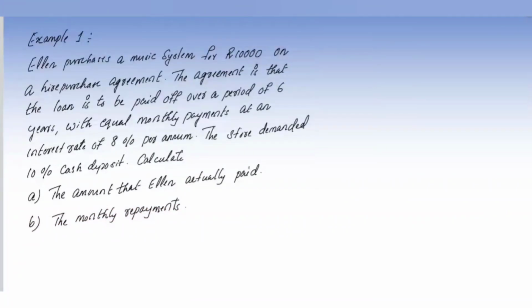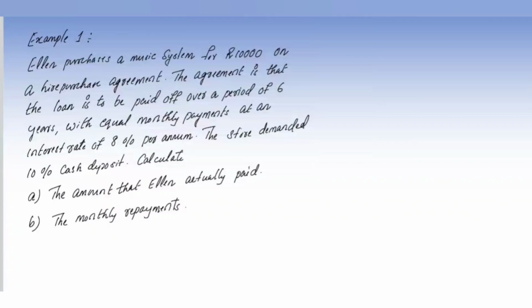Eileen purchases a music system for 10,000 Rand on a hire purchase agreement. The agreement is that the loan is to be paid off over a period of 6 years with equal monthly payments at an interest rate of 8% per annum. The store demanded 10% cash deposit. So calculate, first question, the amount that Eileen actually paid.